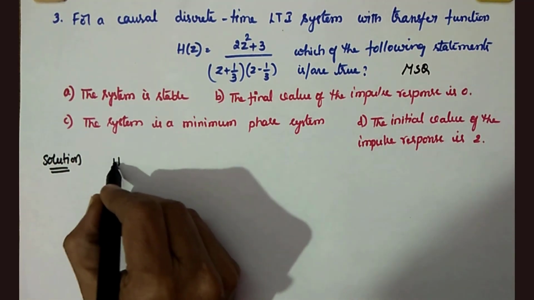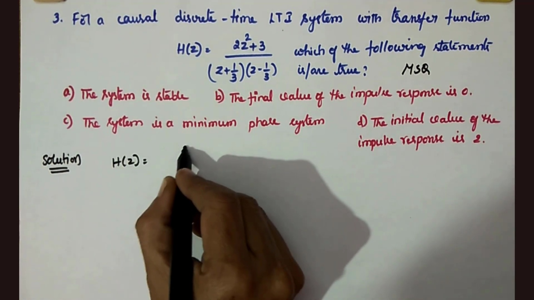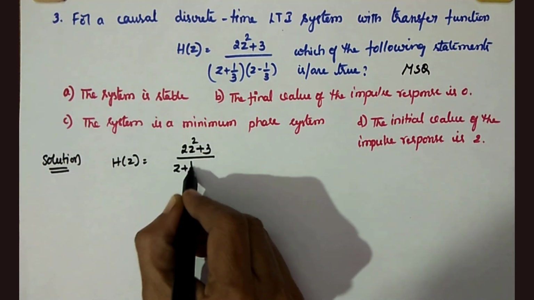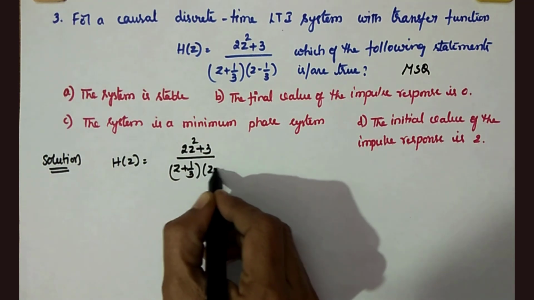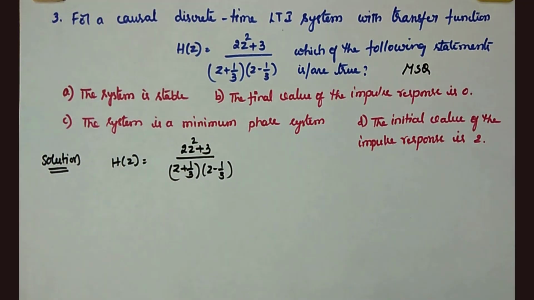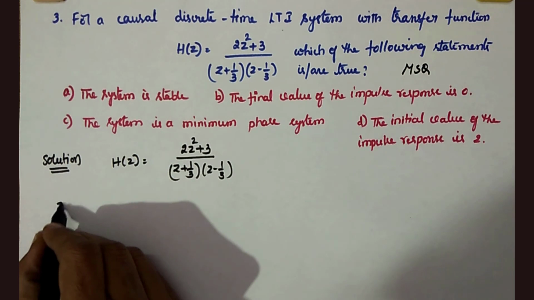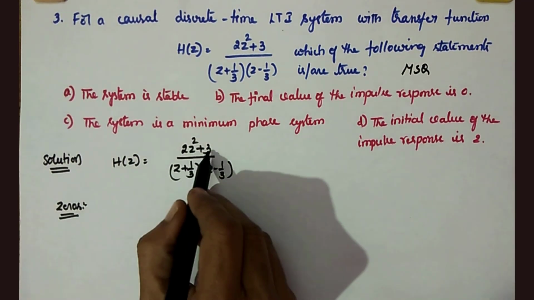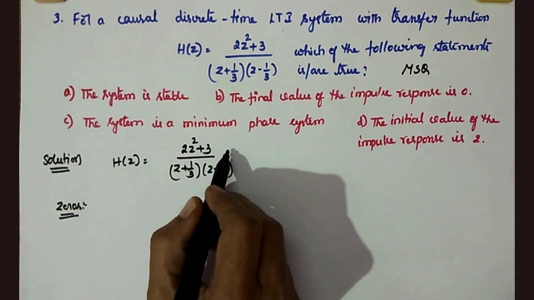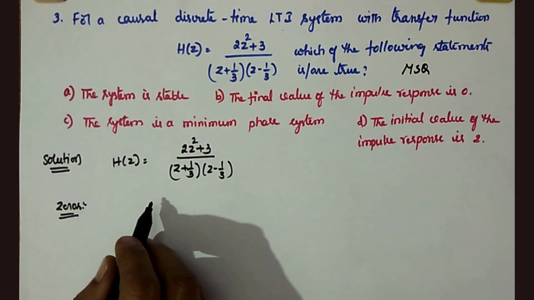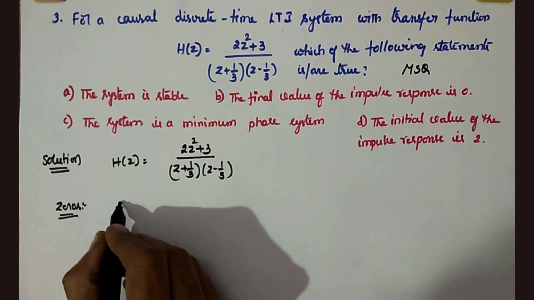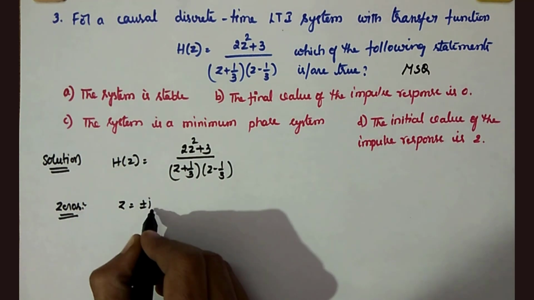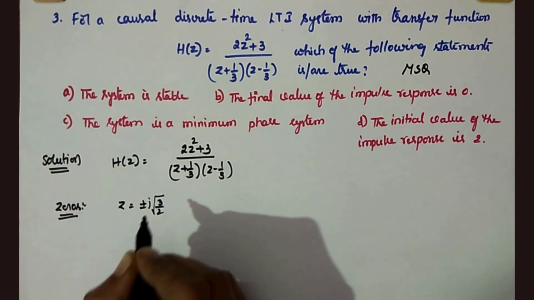Before that, consider the given transfer function H(z) = (2z² + 3) / ((z + 1/3)(z − 1/3)). It is better to write the poles and zeros. What are the zeros? How to get zeros? Simply make the numerator equal to 0. If you make the numerator equal to 0, you get z = ± j√3/2.